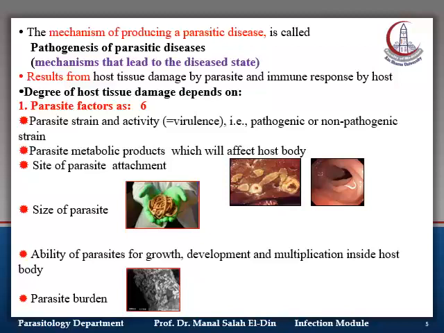Then we have the ability of parasites for growth, development, and multiplication inside the host body, and this leads to the last point, which is the parasite burden. If it can multiply and develop to another stage and multiply inside the host, then its number will increase a lot, and this parasite burden can cause occlusion or covering all the epithelium, causing inability to absorb our food. Okay, so these 6 factors affect the degree of host tissue damage according to the parasite factors.